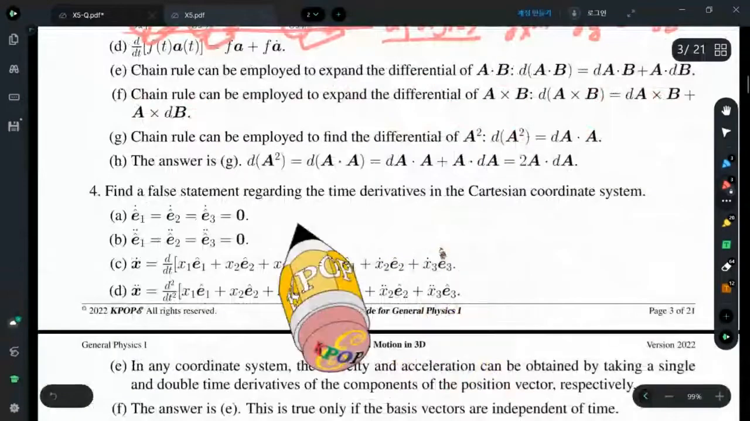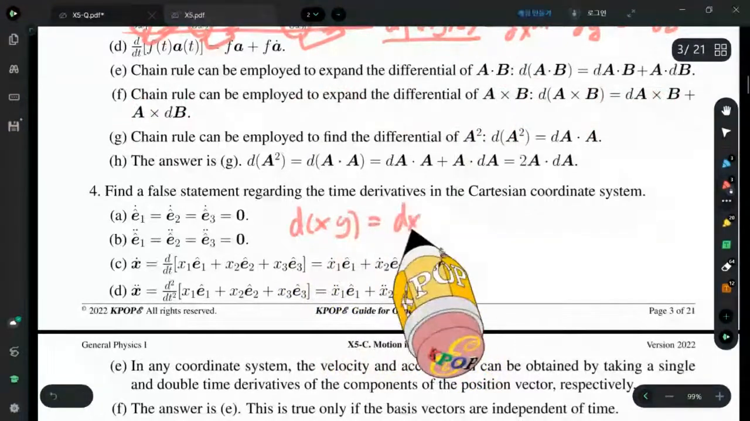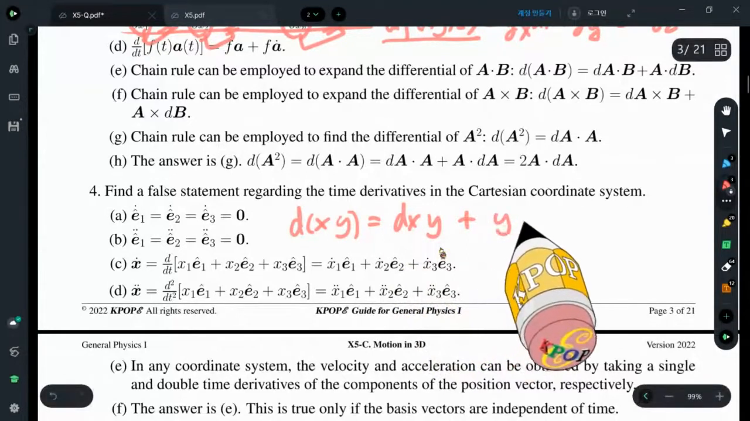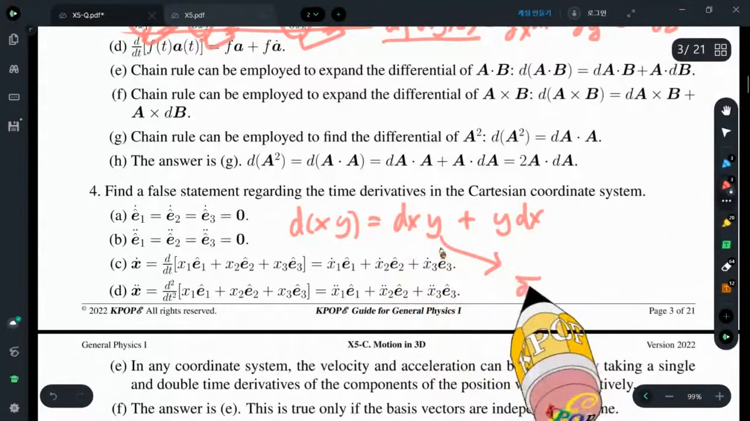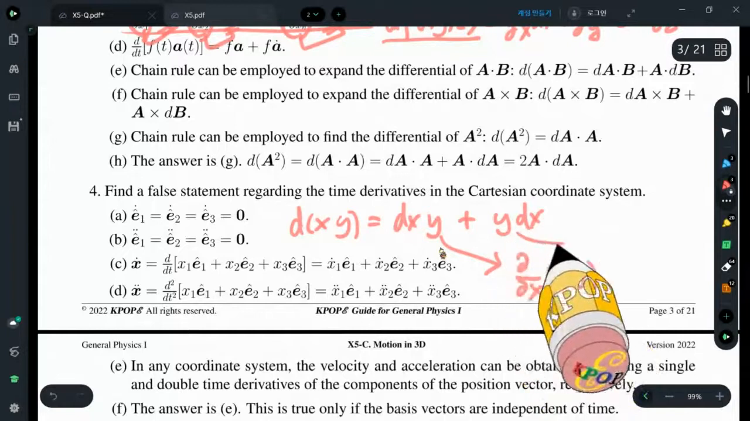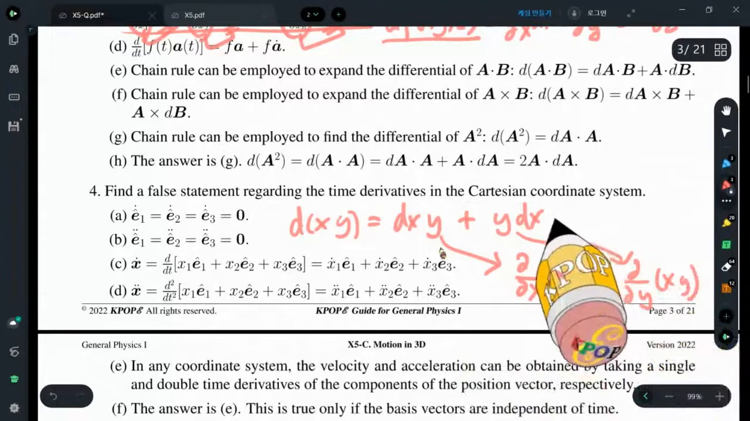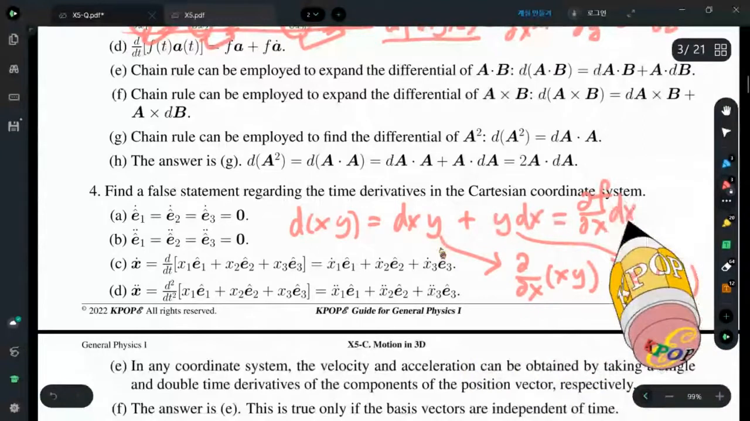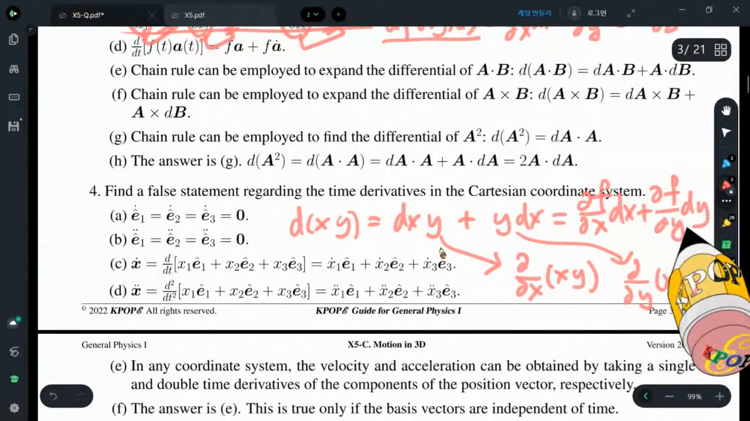For example, I can take the total differential of xy, this is d(xy), and it is x dy plus y dx. Let's see, what is that? Understood? Therefore, it is this. Understood?